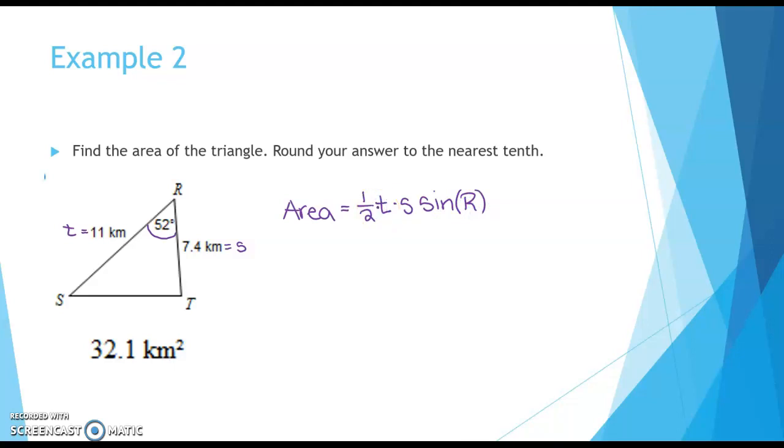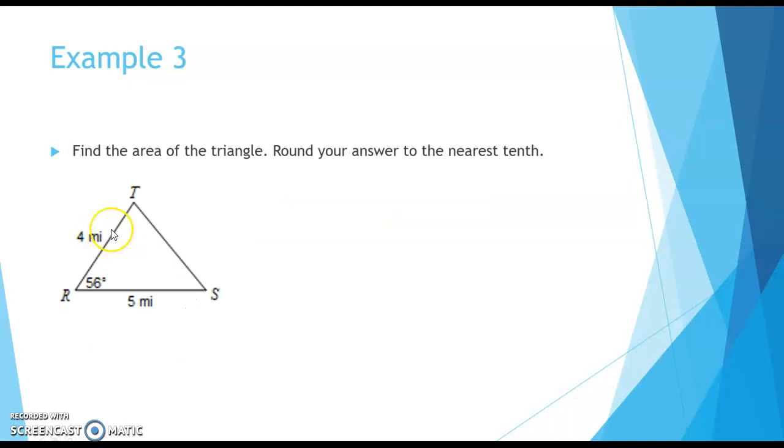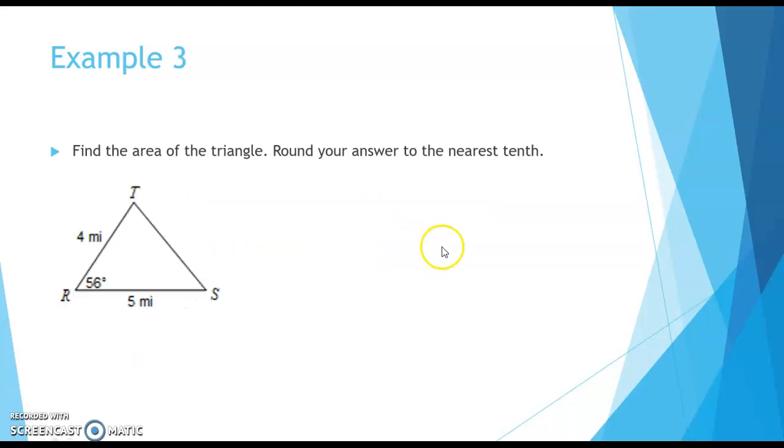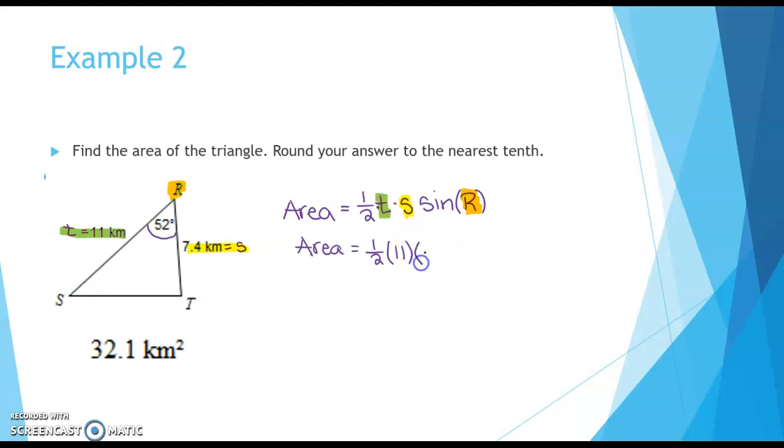So really all we have to do is plug it into the formula. We know that side T is going to be 11, so I'm going to replace this T right here with an 11. Now my S value is 7.4, so I'm going to replace that S with a 7.4. And the last thing I need to do is plug in my R value, which is 52 degrees.